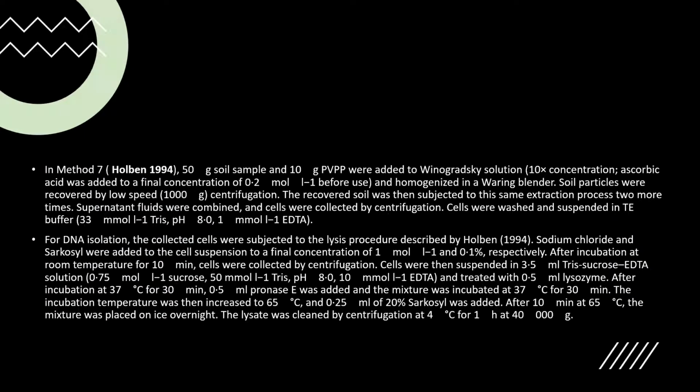In method 7, 50 gram soil sample and 10 gram PVPP were added to the solution and homogenized in a Waring blender. Soil particles were recovered by low speed centrifugation. The recovered soil was then subjected to the same extraction process 2 more times. Supernatant fluids were combined and cells were collected by centrifugation.